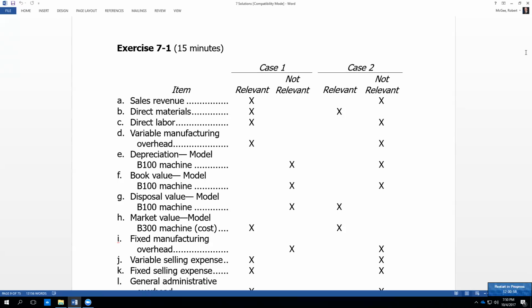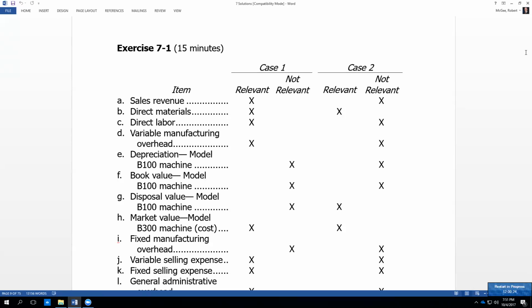But part G, the disposal value, if you decide to buy a new machine, you can get rid of the old machine, so you get a cash inflow. That is relevant because if you don't buy the new machine, you won't get rid of the old one. So the alternatives are different, therefore that's relevant. Part H, market value of the model B300, that's relevant because you're going to have to pay the market value if you buy it, but not if you don't. And so there'd be a difference there if you buy it versus if you don't, therefore it's relevant.